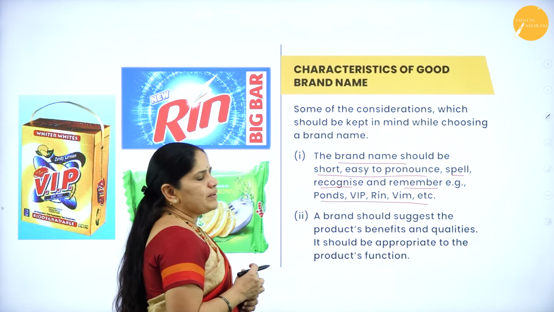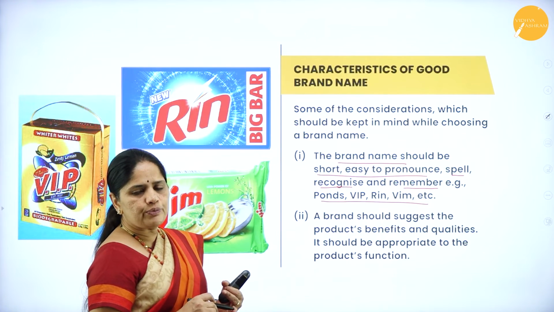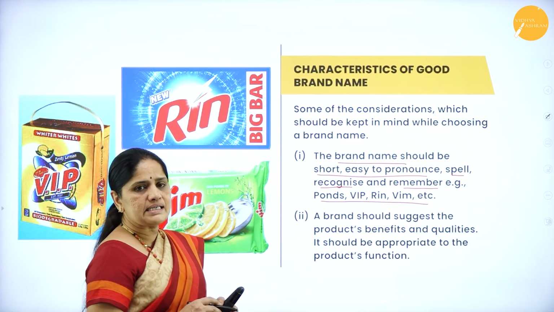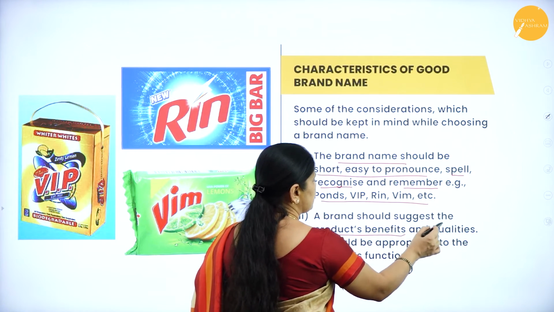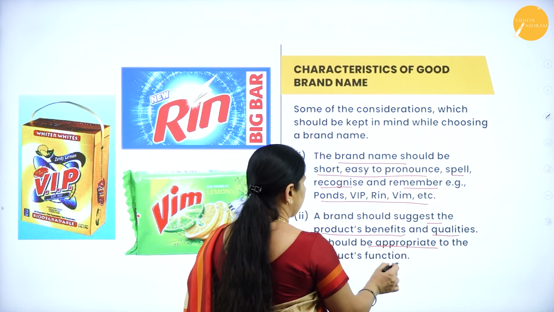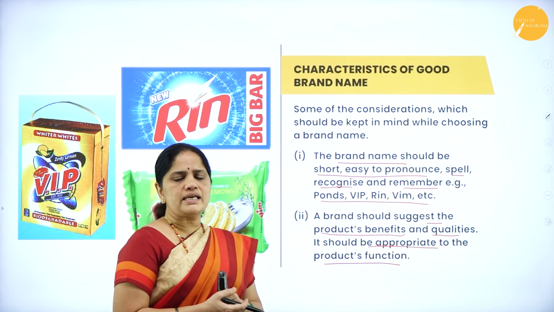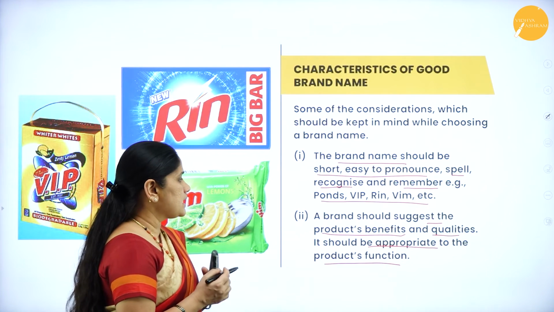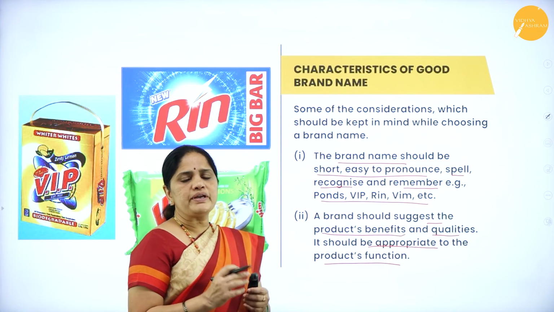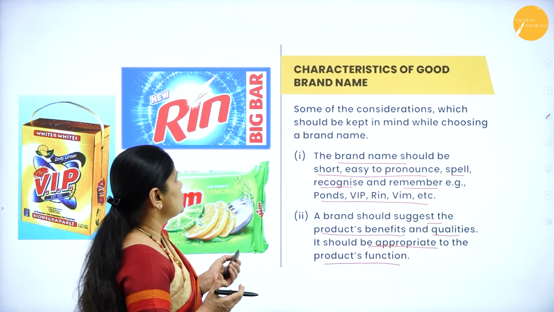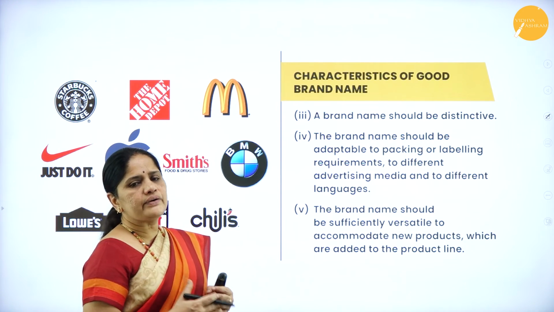So whenever a brand name is to be kept, we have to see that it should be short, easy to pronounce, spell, recognize and remember. Then a brand name should suggest the product's benefits and qualities. It should be appropriate to the product's functions. So the brand name should be such that it will suggest the product's benefits or qualities, and it should be appropriate to the product's functions. Then it should be distinctive. So it should have a distinctive name.